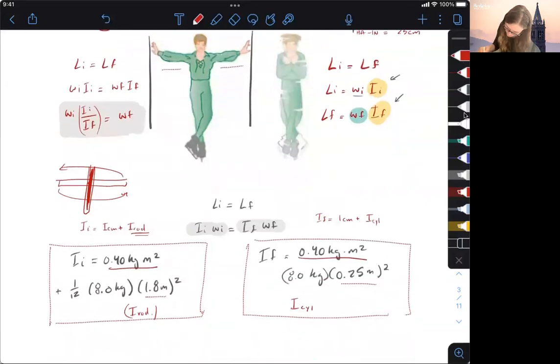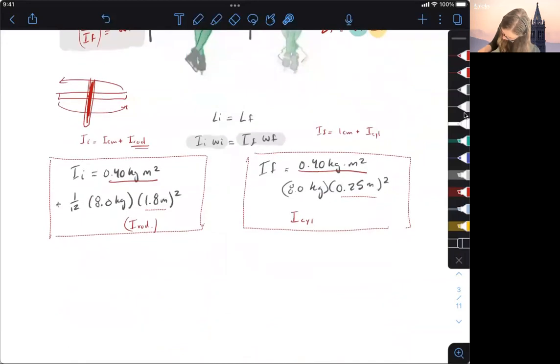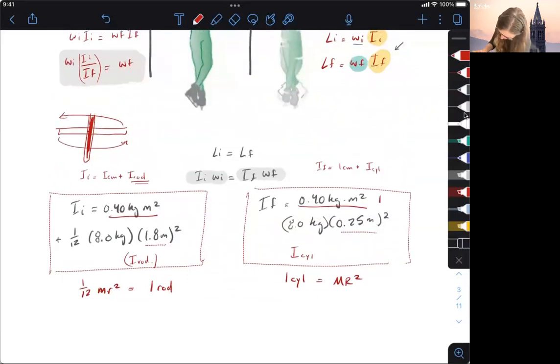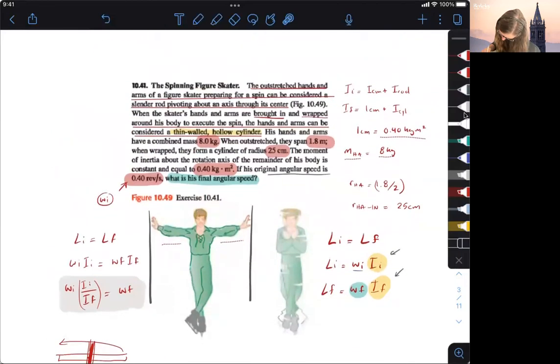Okay, so this is the general equation, right? For I rod, we know that it's equal to, oh, I don't know if I wrote that out. So I rod is equal to 1/12 mr squared. That's for I rod. And then I cylinder, right, is equal to mr squared. Okay. So what we did for both of these, right, was we took that initial constant that we were given, constant for ICM for the human, and then we added 1/12, and then we have 0.8 or 8.0 kilograms. What did I say? They span 1.8 when wrapped.